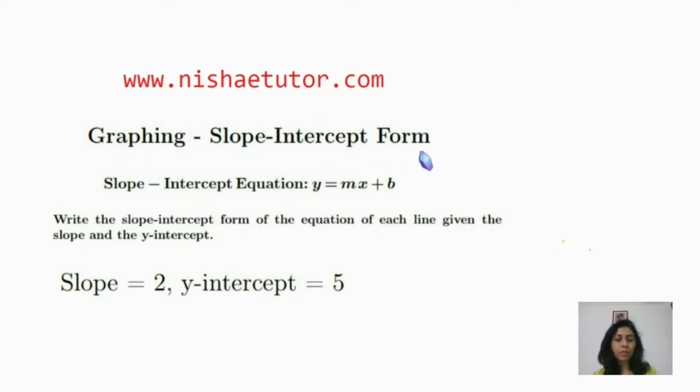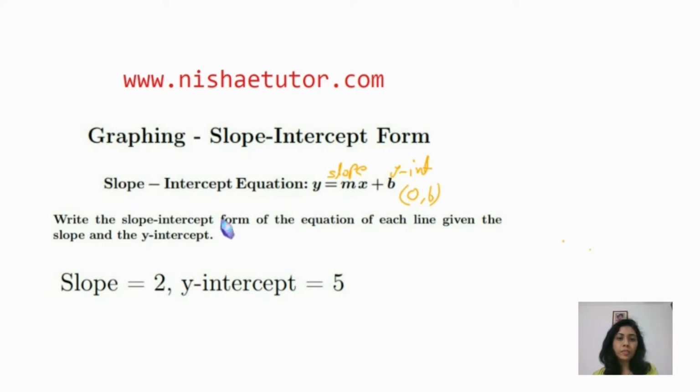So slope-intercept form means we are given the slope and the y-intercept. The y-intercept means where the line cuts the y-axis. So m represents the slope and b represents the y-intercept. It means this line cuts the y-axis at (0, b), because on the y-axis the coordinates are always in the form (0, b), since the x value is 0 there.